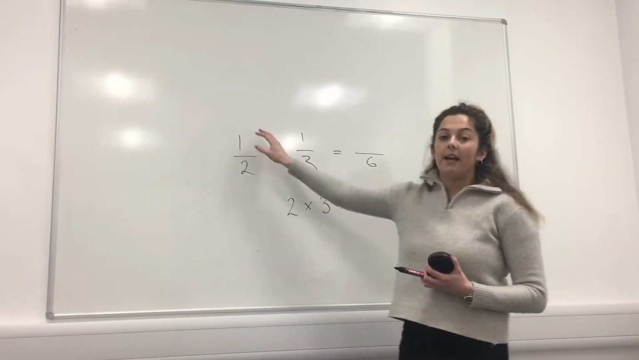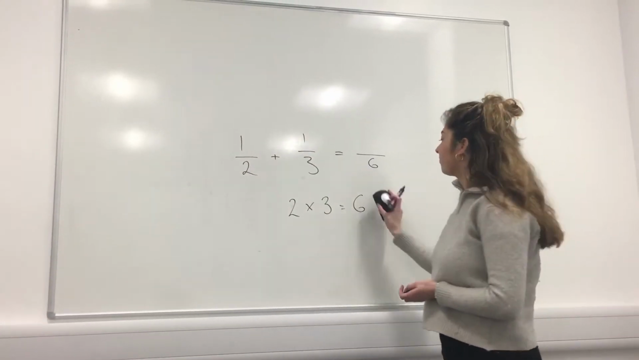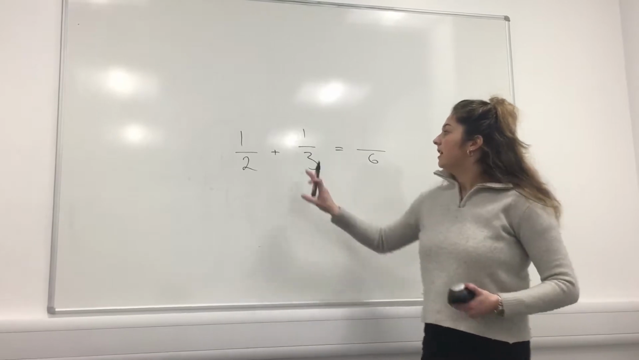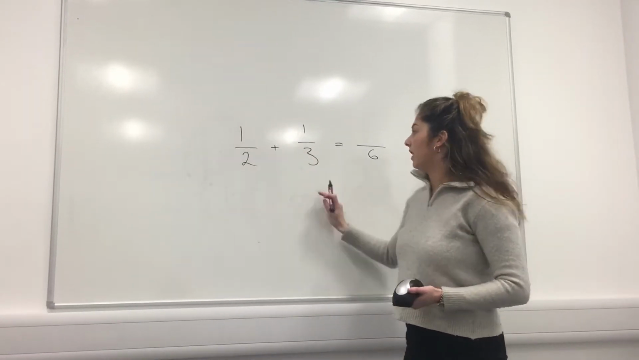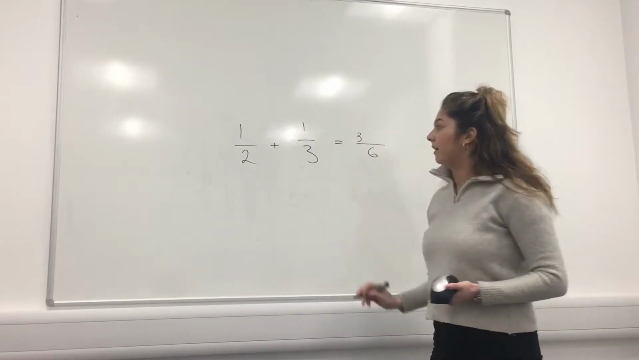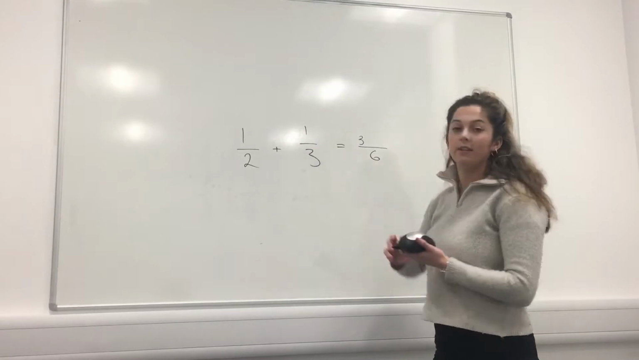Now the way in which we can get the numerators, the number on the top, is by doing a thing called cross multiplication. Cross multiplication is where you times the top of one by the bottom of the other. So 1 times 3 is equal to 3. And then you also do the same for the other one. So 2 times 1 is 2.